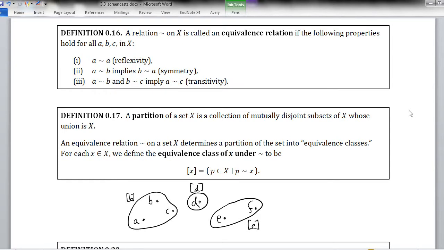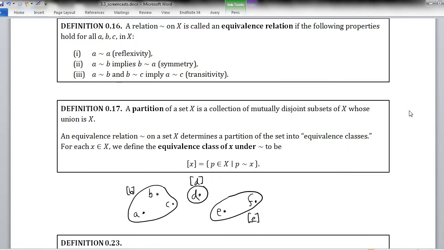And then very closely related to equivalence relations are partitions. Definition 0.17. A partition of a set X is a collection of mutually disjoint subsets of X whose union is X. So basically we're taking a set X and we're breaking it up into a bunch of pieces which don't overlap and which cover the whole set X.